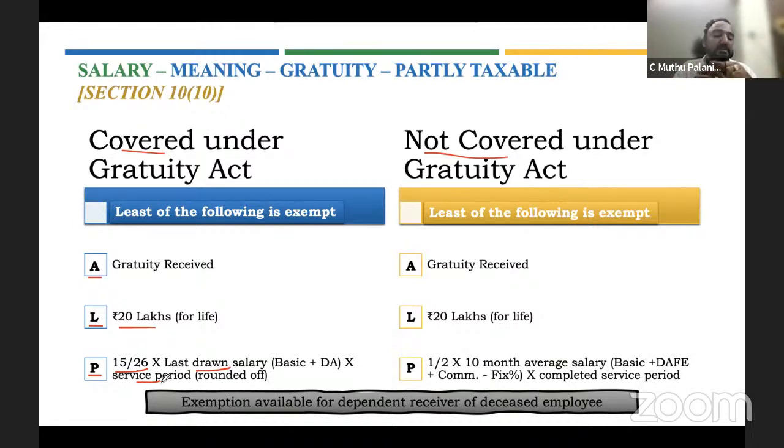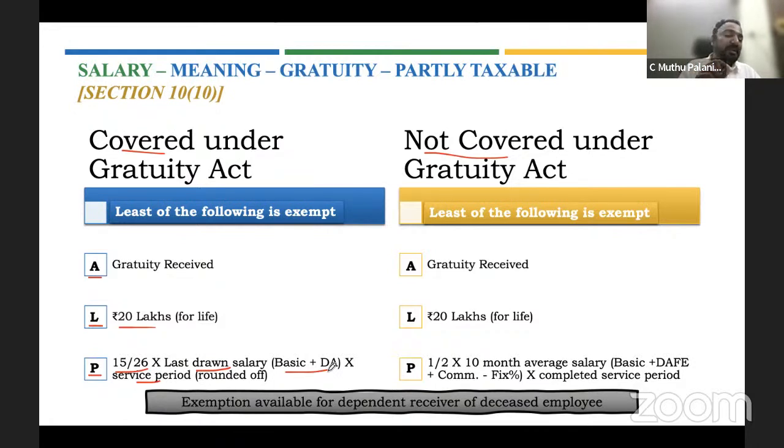So 15 by 26 into last drawn salary. What do you mean by last drawn salary? In the month of quitting this organization, whatever I've drawn, that is what is applicable. And what do you mean by the term salary? It includes basic plus dearness allowance. Here, dearness allowance does not talk about retirement benefit. It only says dearness allowance. So basic plus dearness allowance is included.